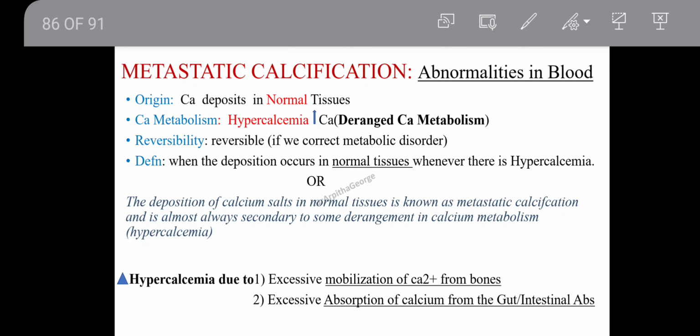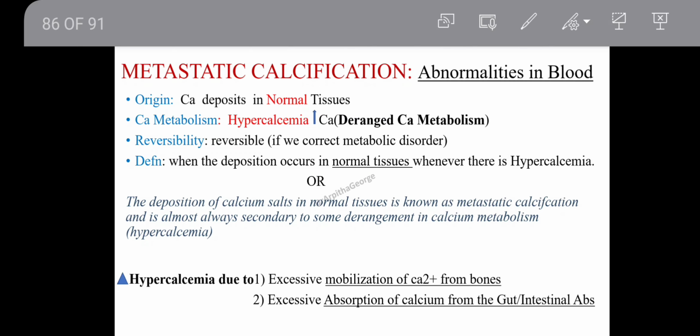Will the normal metabolism be there here? No, obviously not. Because in dystrophic calcification, the metabolism of calcium is normal, so the calcium level is normal. Here the calcium level is abnormal, hypercalcemia, so obviously the metabolism is also abnormal. There is no normal calcium metabolism. As for reversibility, yes, we can reverse the process because it's not happening in dead tissue. The deposition is happening in normal tissue, so we can reverse the process. If we correct the metabolic disorder, we can reverse the process.